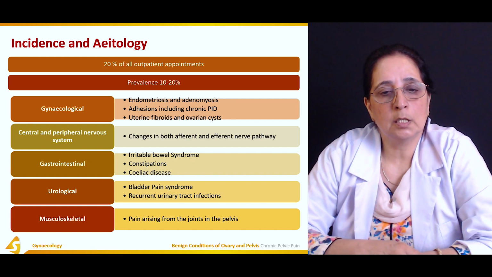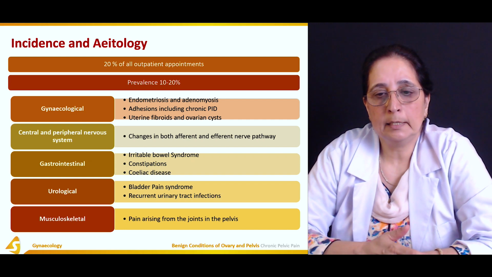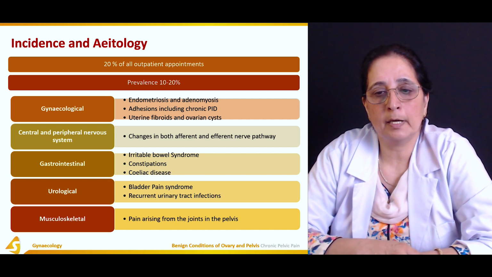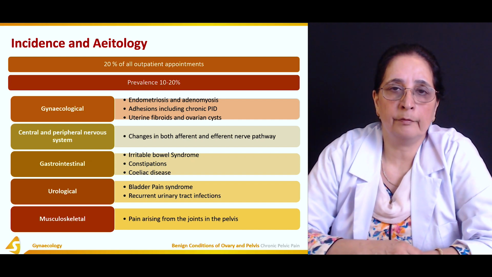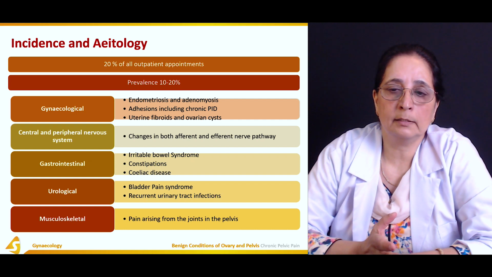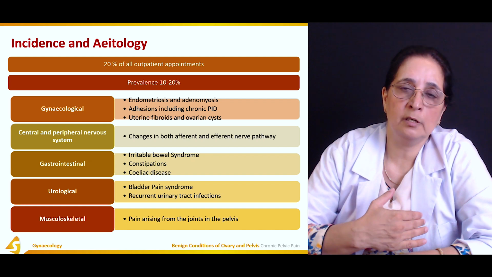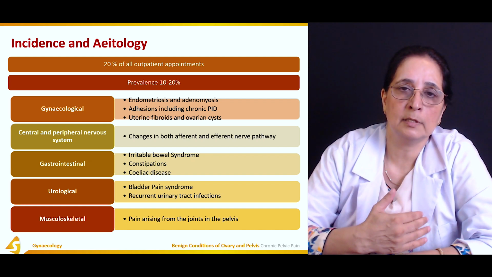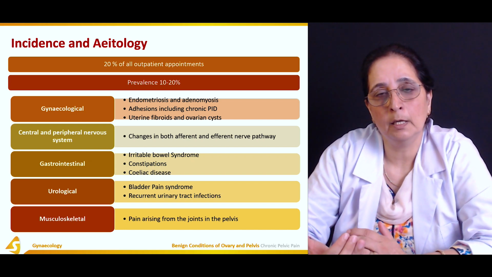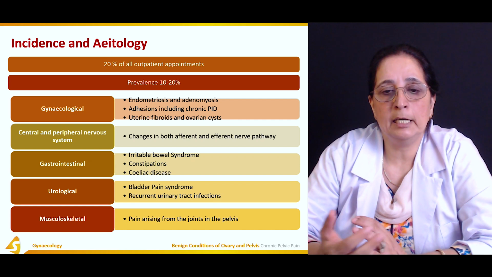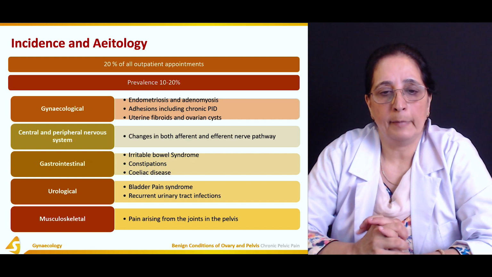So what are the nervous system causes of pelvic pain? These can be changes in both afferent and efferent nerve pathways. Afferent nerves are the nerves that bring information to the nervous system. Efferent are the nerves that carry information away from the nervous system. So if there are any changes in these pathways, they can cause pain in the pelvis.